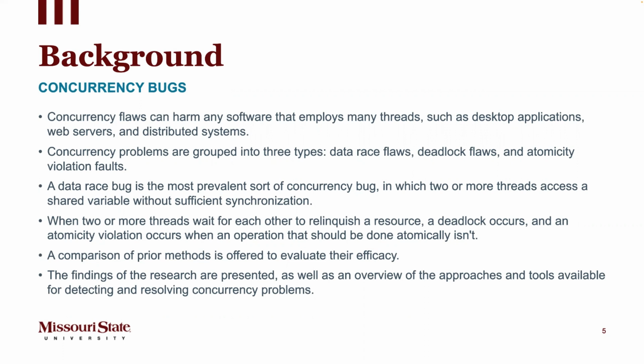Now we move on to the software that can be afflicted by concurrency bugs. Any type of software that employs multiple threads, such as desktop applications, web servers, and distributed systems, is susceptible to concurrency bugs.